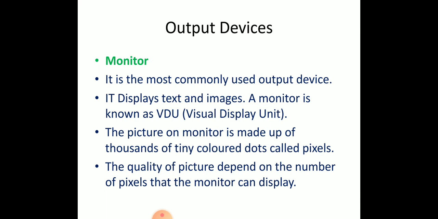The picture on a monitor is made up of thousands of tiny colored dots called pixels. That means whatever picture you can see on the monitor is made up of thousands of tiny, very small, colored dots. They are called pixels. The quality of the picture depends on the number of pixels that the monitor can display. That means if you see any blurry picture, it is because of the pixels.